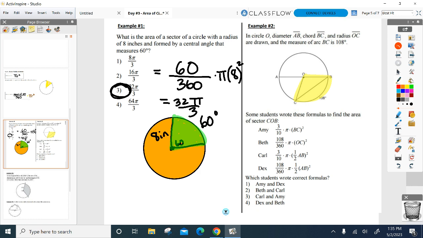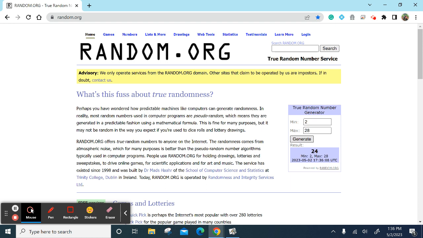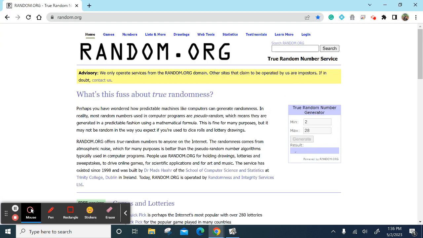Can we do our period 8 formula first? Forget about Amy, Beth, Carl, and Dex. Can we do a period 8 formula here? What's the measure of the arc first? Let's do our own formula. 24, measure of the arc, over 360 times. Now, I get it, no radius is labeled with a length, but can somebody give me a radius name in that diagram? Name a radius. 7?